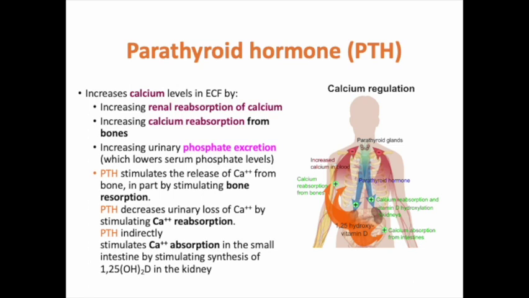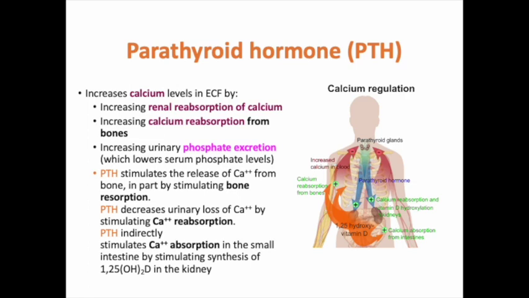Once this activated vitamin D circulates in the plasma, it acts as a hormone that increases the absorption of calcium and phosphate in the small intestines. It's going to enhance bone calcification, increase the renal tubular reabsorption of calcium, and therefore it's going to increase the excretion of phosphate in our urine.